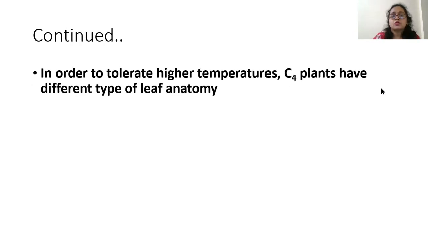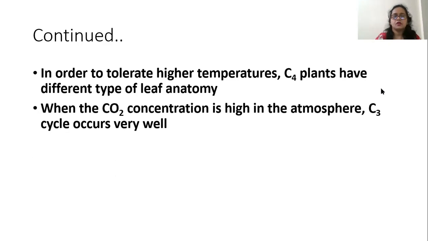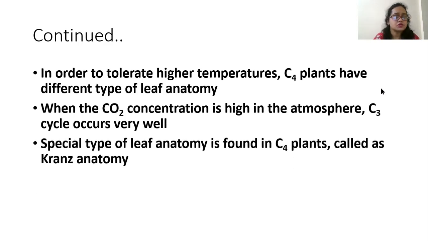So in order to tolerate higher temperatures, C4 plants have different types of leaf anatomy, and this is one of the advantages why photorespiration does not occur in these plants. In this way, it will lead to a higher yield in C4 plants as compared to the yield in C3 plants. Once the CO2 concentration is high in the atmosphere, the C3 cycle occurs very well. But in C4 plants, even at a lower concentration of CO2, photosynthesis goes on very well.